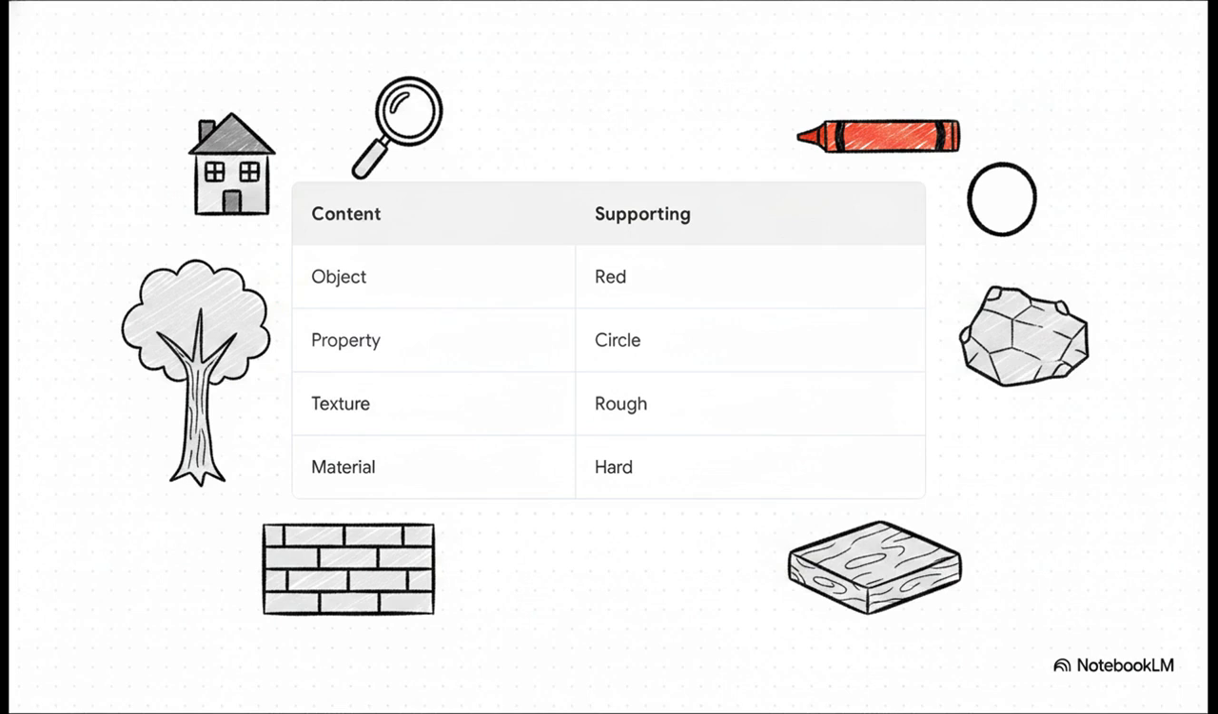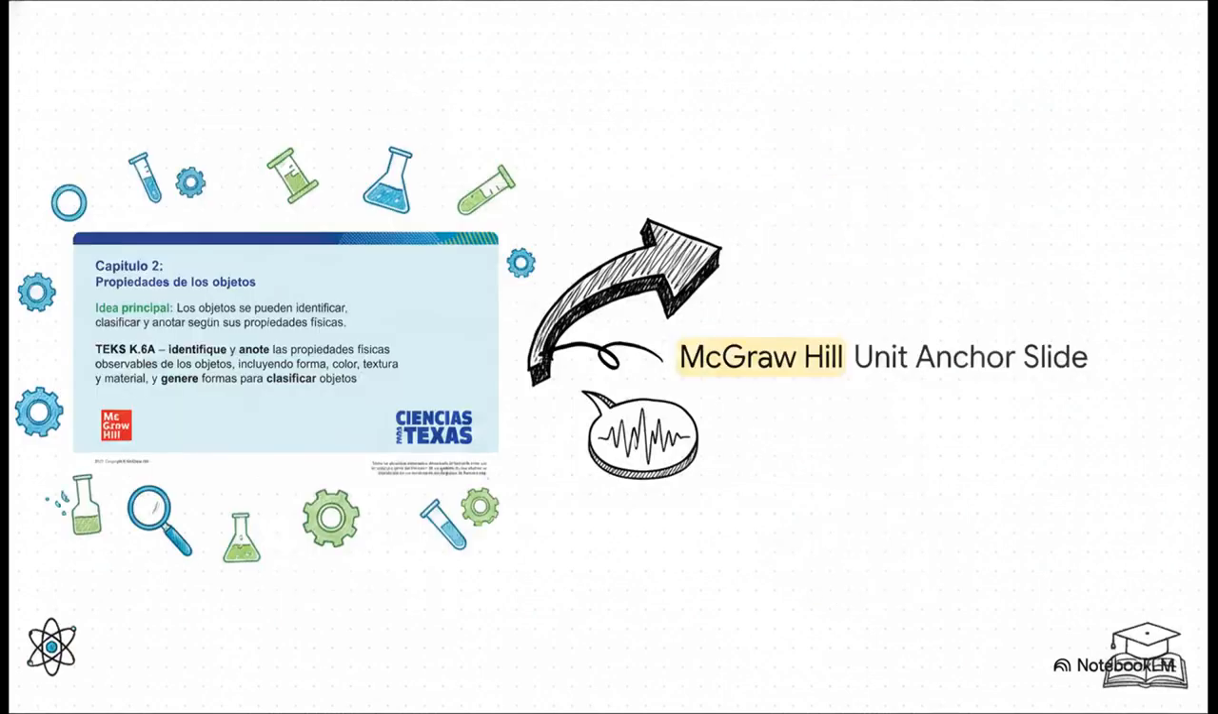On the other side, we have our supporting vocabulary, the everyday descriptive words they'll actually use to answer your questions, like red, circle, rough, smooth, hard, and soft. Both are essential. You'll launch the unit using the McGraw-Hill anchor slide. Using real academic terms from day one sets a tone of high expectations that your little scientists will absolutely rise to meet. Oh, and remember one last time, confidently say TEKS when introducing that standard.